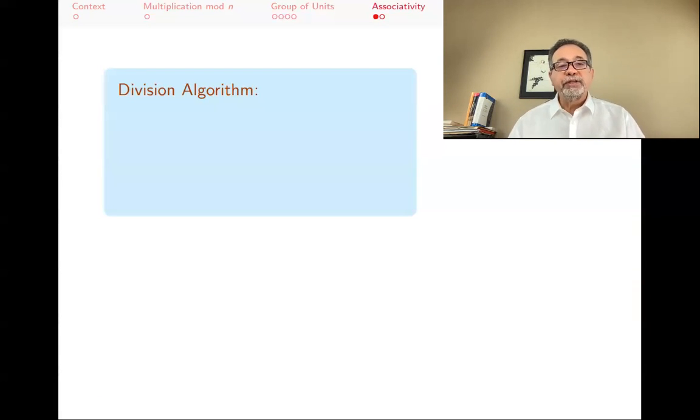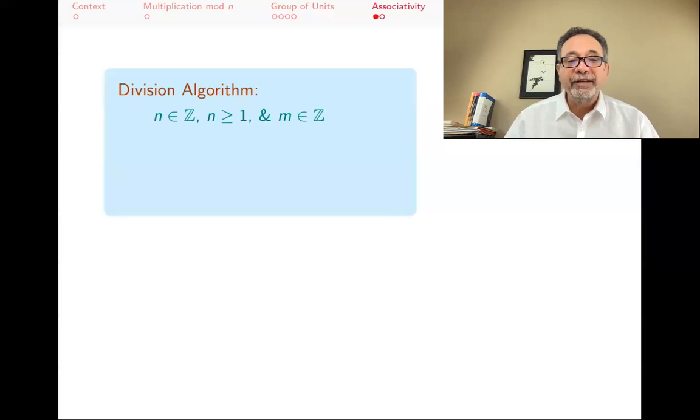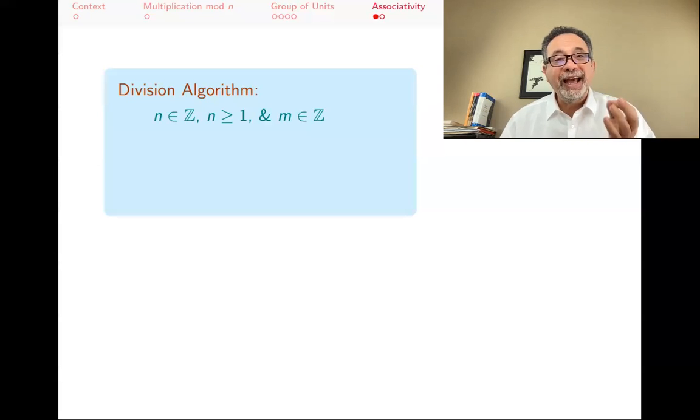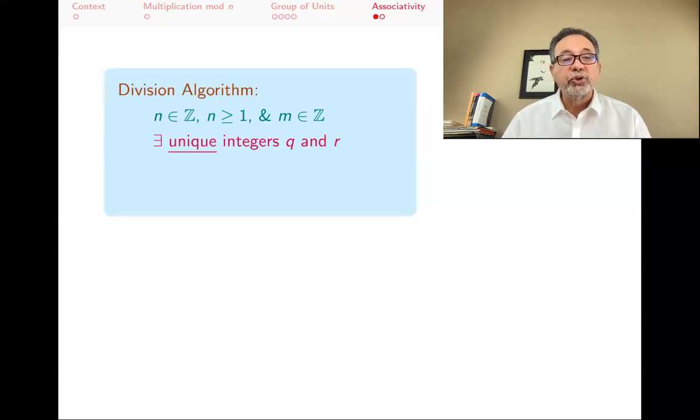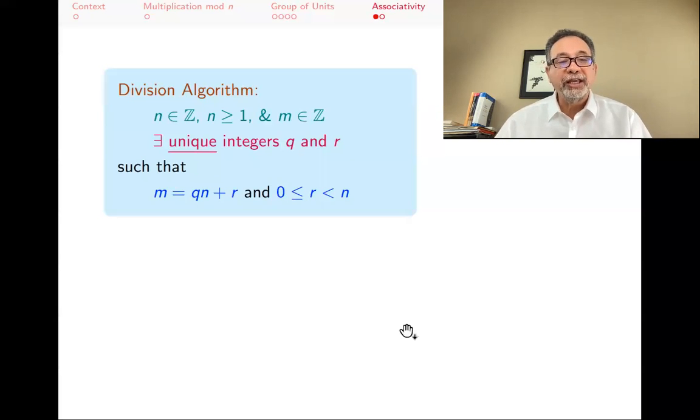And so the group of units is closed. To prove associativity, I have to remind you of the division algorithm. The division algorithm says that if you have an integer n greater than or equal to 1, and then you have another integer m, and you take m and divide it by n, you get a quotient and remainder. Not only that, the quotient and remainder will be unique as long as the remainder is within a certain range, as long as the remainder is small. So there are unique integers q and r such that m is qn plus r. You're taking m, dividing by n, the quotient is q and the remainder is r. As long as r is non-negative and less than n, then q and r are unique. There's only one way to do that.